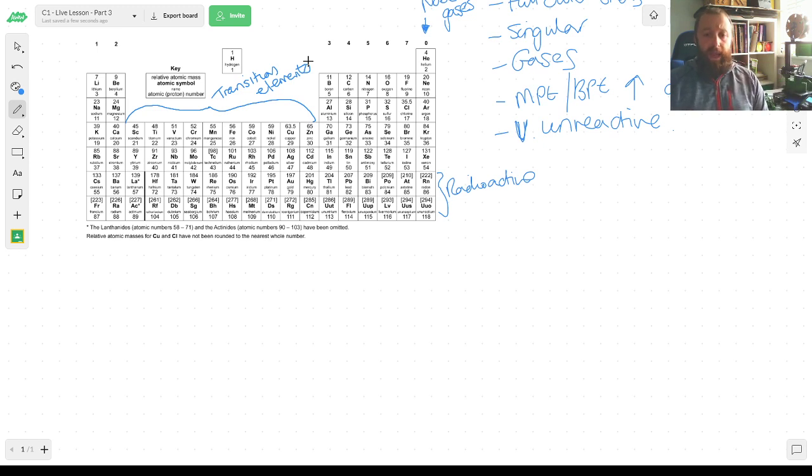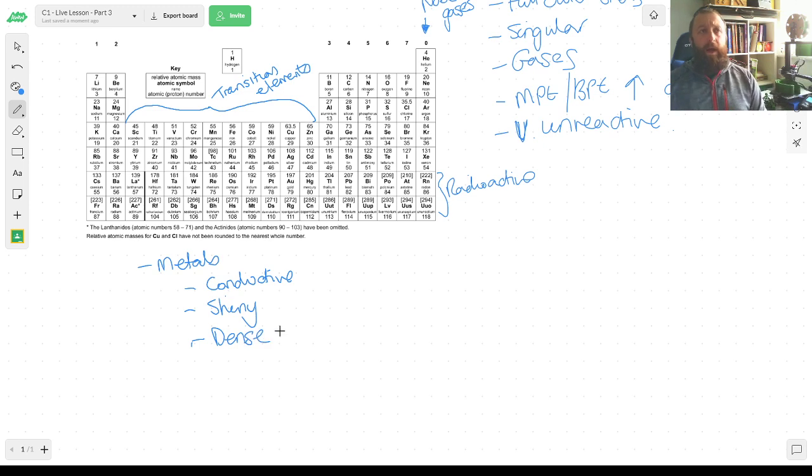So like groups 1, 2 and 3, they are all metals. They are going to be conductive. They are going to be shiny. So we've got those similarities as well. However, when we start looking at some of the other properties, they're also quite dense. Now, we know that group 1 elements, they're not very dense really, because actually they float on water. We put them in, they will float, they'll whizz around.